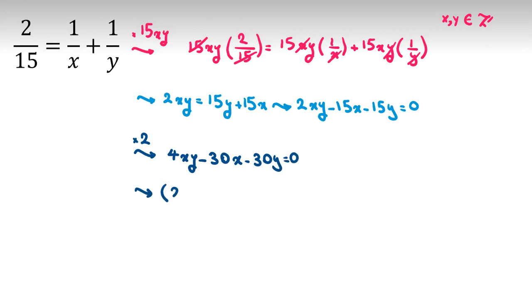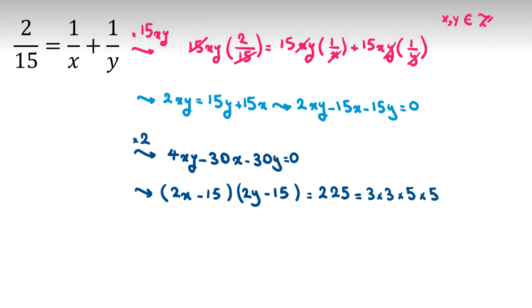Now, here, I want to factor: 2x times 2y equals 4xy. Now I want to create negative 30x, so I place negative 15 here. I want to create negative 30y, so I place negative 15 here. Negative 15 times negative 15 will be plus 225. So 225 is what? It is 15 squared, which will be 3 times 3 times 5 times 5.